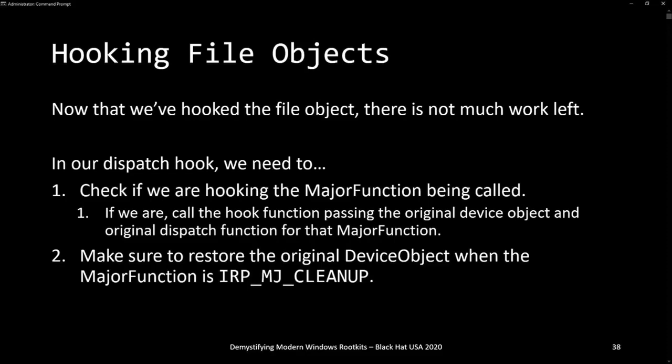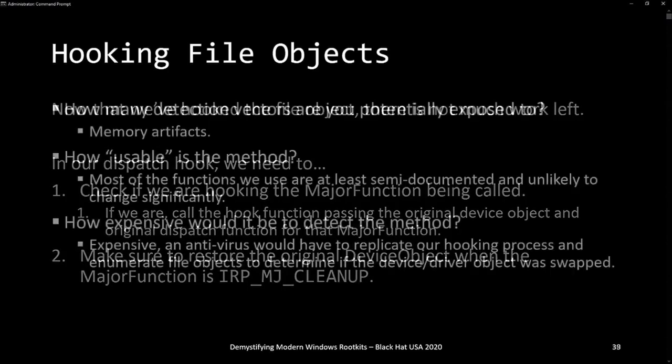So now that we've hooked our file object, there's not much work left. In our dispatch hook, if the major function code that is being called is hooked, then we should pass the original dispatch function, the original device object, and the IRP to the hooked function. Then, if the major function code IRP_MJ_CLEANUP is requested, then we need to replace the device object member of the file object with the original device.